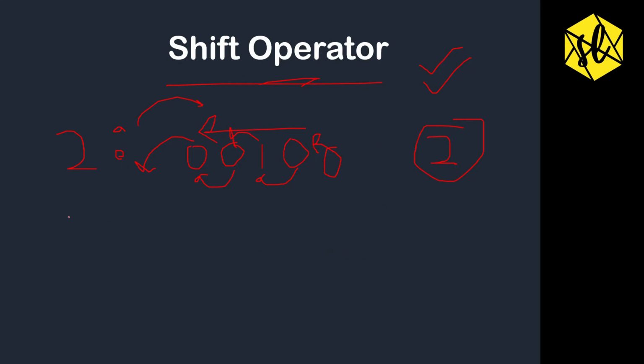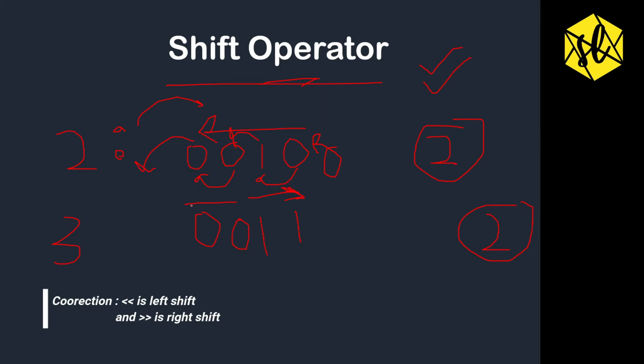Let's take an example of 3. We have 0, 0, 1 and 1. After shifting towards left, what do we get? This one is shifting towards left, and this one is shifting towards right. If we shift towards left, we will get, here, this one will be out, 0, 0, 0 and 1, something like that.